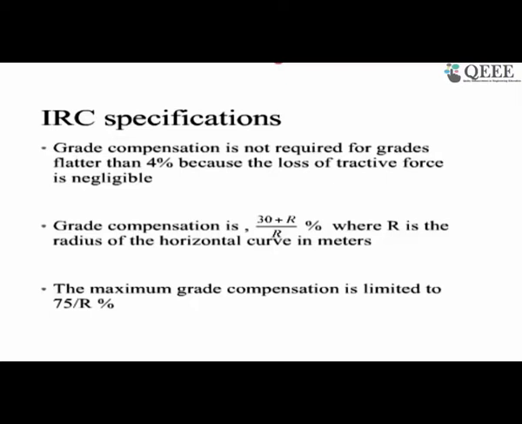So it may so happen that you are providing a gradient of 5%, and you have a curve for which, after estimating, you found out that your grade compensation requirement is 1.1%. So you know that beyond 4% you don't need it, so you just reduce it by 1%, that will be sufficient, and that can be accommodated. The maximum is 75/R, so this also you calculate and compare, and then you use that effectively.